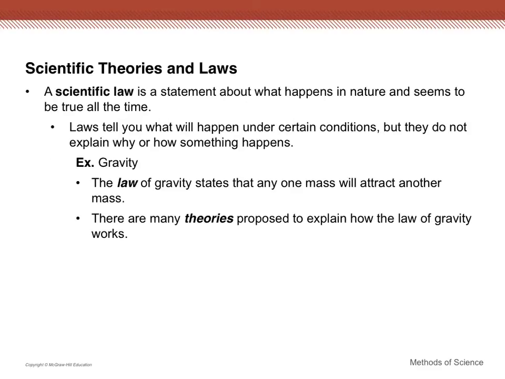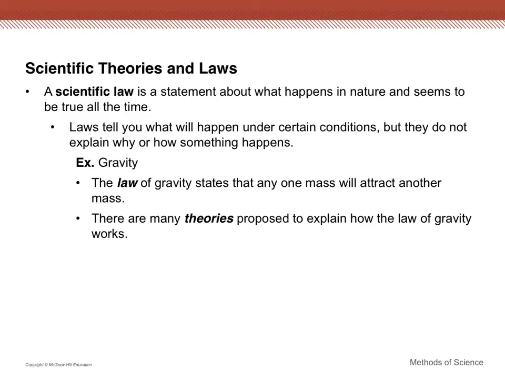Whereas a scientific law is a statement about what happens in nature and seems to be true all the time. We can't observe anything that shows that maybe the law is not true. Laws tell you what will happen under certain conditions, but they do not explain why or how something happens. And that's important. There isn't the why or how, it's just that we know something is going to happen.